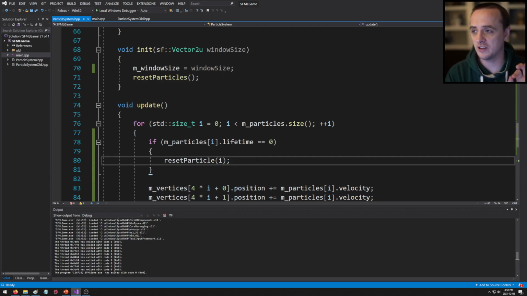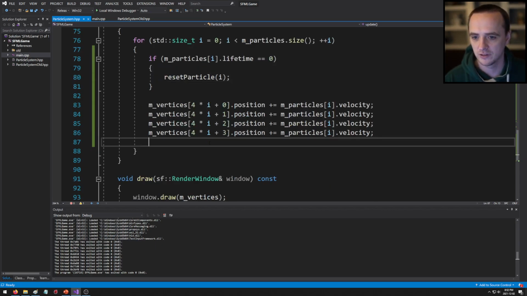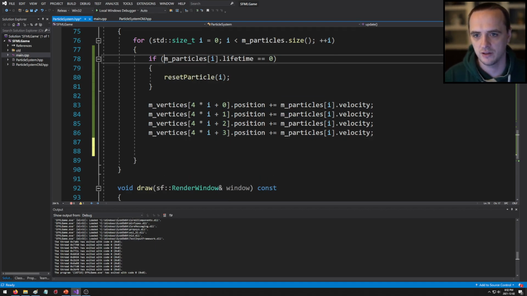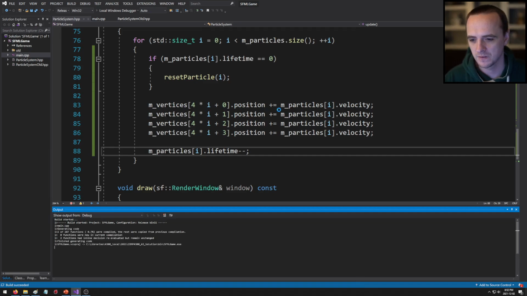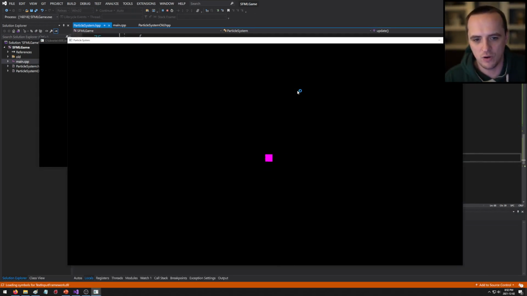And so what this does is there are no dynamic allocations anywhere in this program. Nothing is ever truly being removed. Nothing is ever truly being added. We're just modifying this big contiguous data structure that we have. So if the lifespan has expired, reset the particle. Otherwise, we're going to take one away from the lifetime, right? All right, so now what we should see is they head out for 1 second and then they reset.